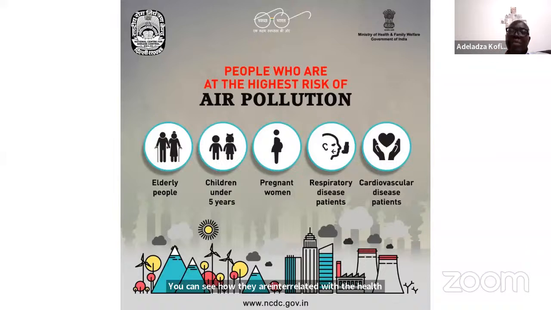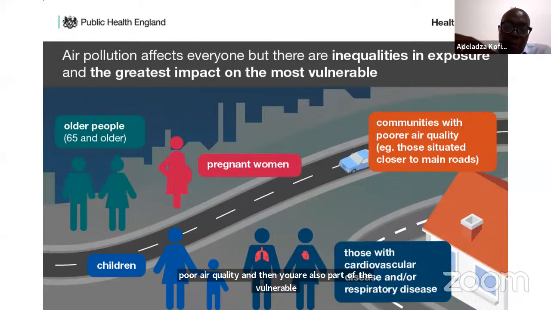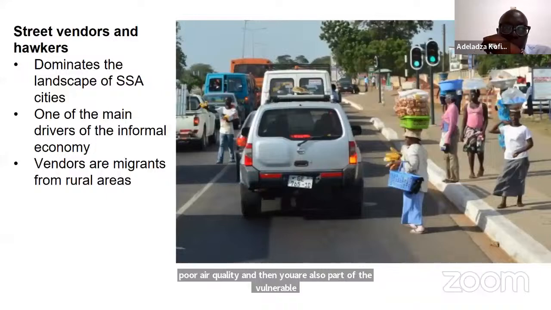So one of the learning outcomes is to identify the vulnerable population. So these are the vulnerable population. You have the elderly, you have children under 5, as I've indicated, you have pregnant women because their physiological status is compromised, and then you have people that are suffering from respiratory diseases, and then also cardiovascular diseases. But also, to add to this, if you live in a community with very poor air quality, then you are also part of the vulnerable group. If you live close to a major road, then you are also part of the vulnerable group.